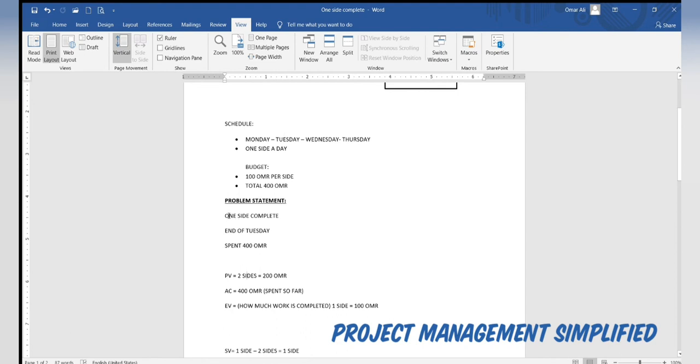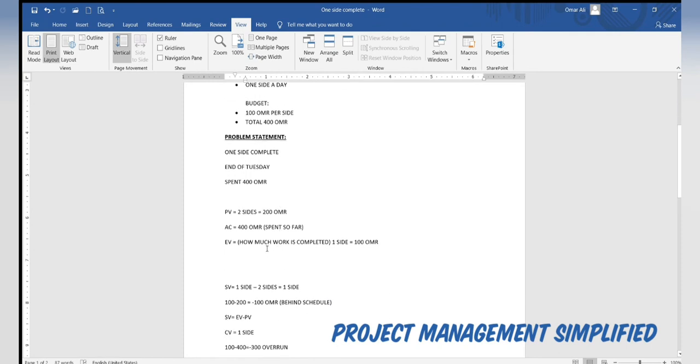The question said that we have completed 1 side. This is the actual work performed. But we are saying that we want PV, and PV is the baseline cost of work scheduled. So the baseline cost is 100 riyals per side, and according to the work schedule, 2 sides have to be finished by this date. So this is why it is 200 riyals.